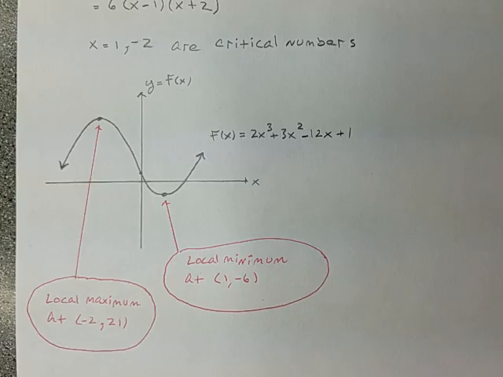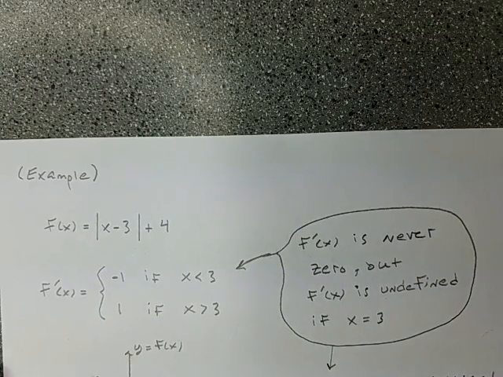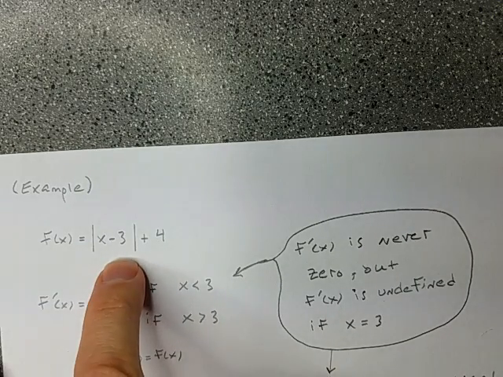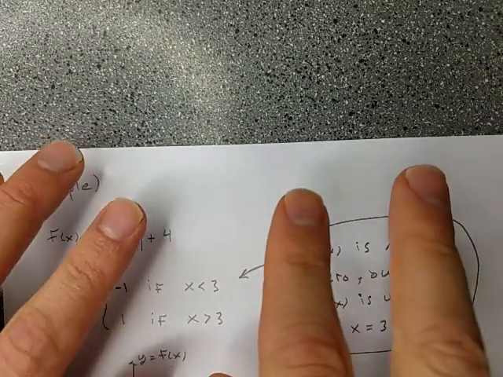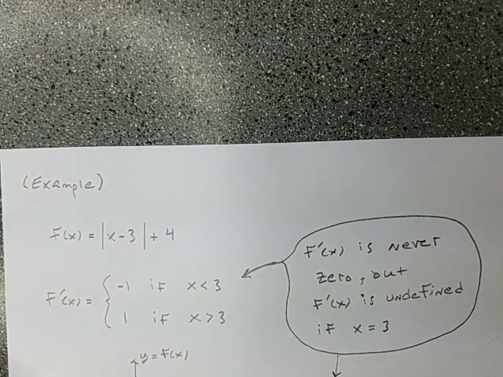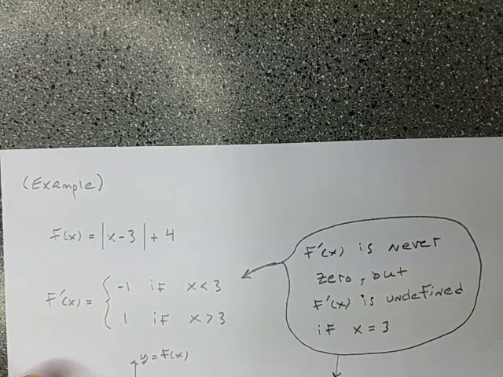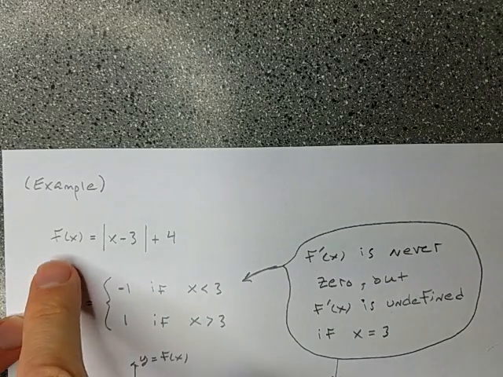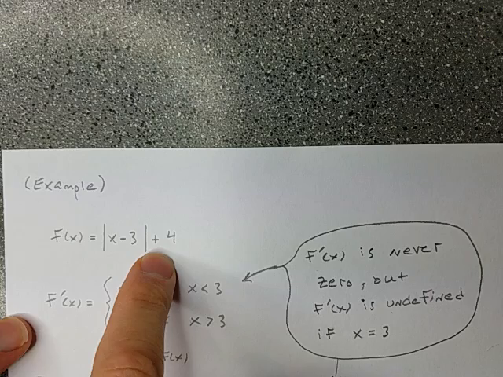All right, let's look at another one that turns out to be very different. So what about this curve here? And I'll say curve in quotes. It's not really a curve. It's not bent or curved, it doesn't turn or anything like that. So f of x equals absolute value of x minus 3, plus 4.